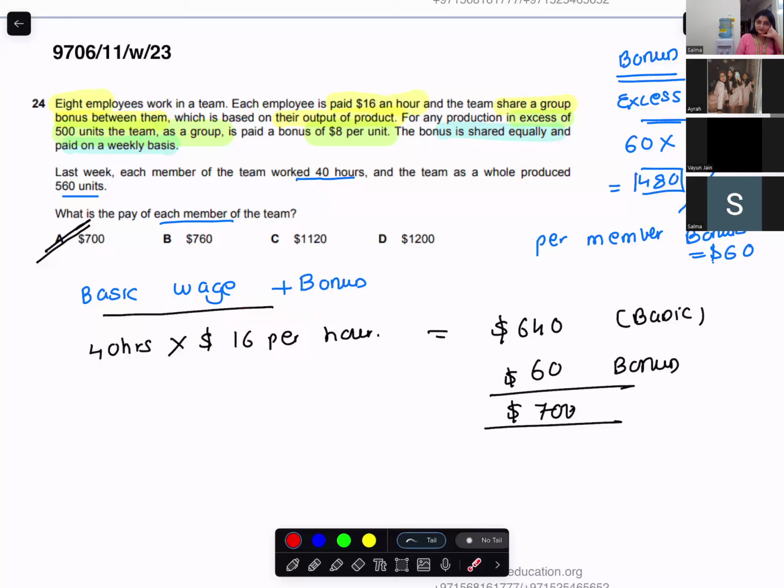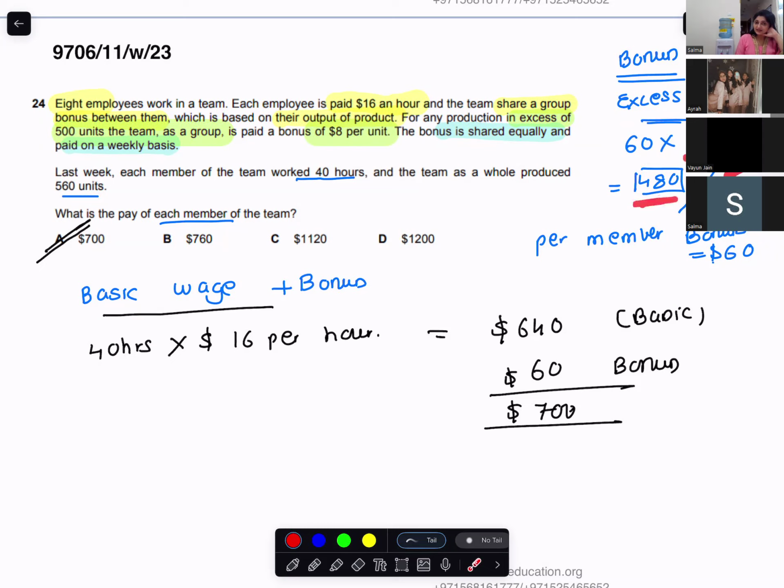Which is based on the output of their product. For any production in excess of 500 units, the team as a group is paid a bonus of $8 per unit. So the bonus is for excess production. They have produced 560 units. If they produce anything above 500, they're going to get a bonus. So 60 units are produced above 500 and the bonus is $8 per unit. So 480 is the bonus.